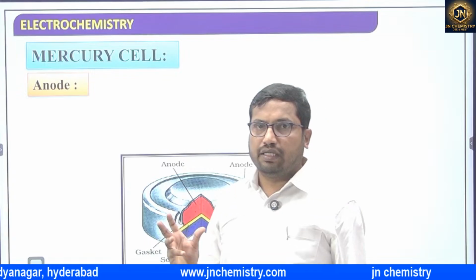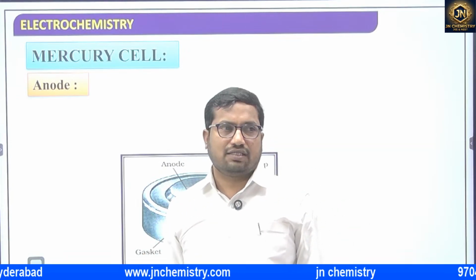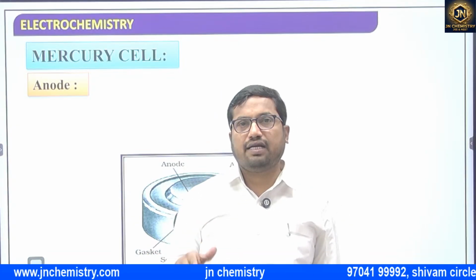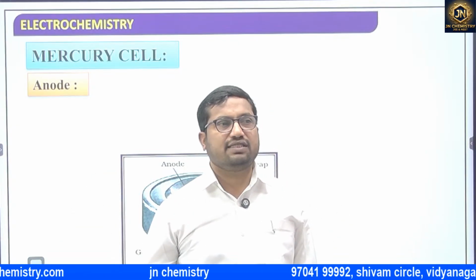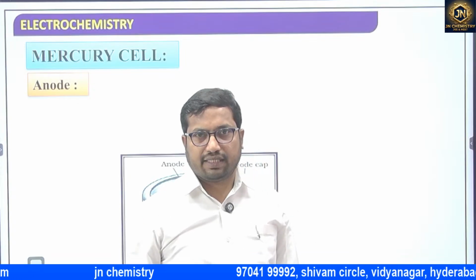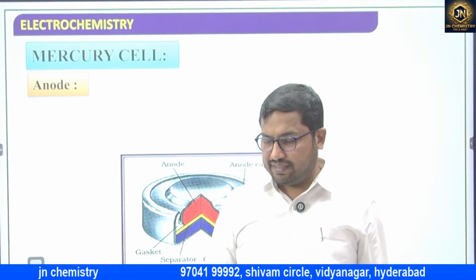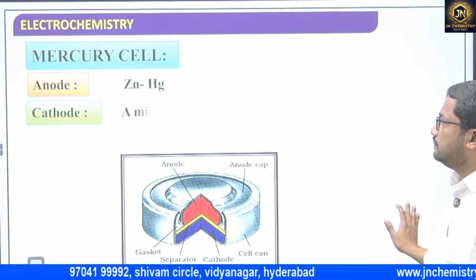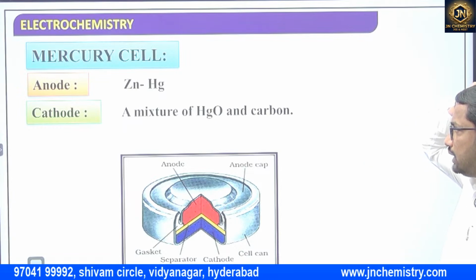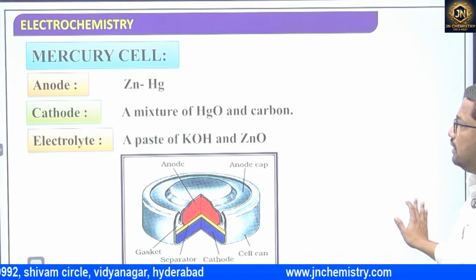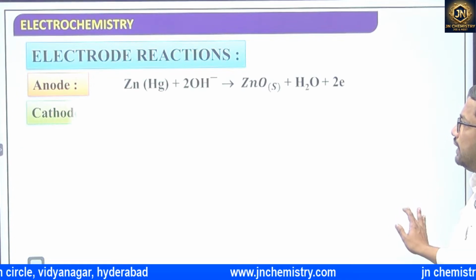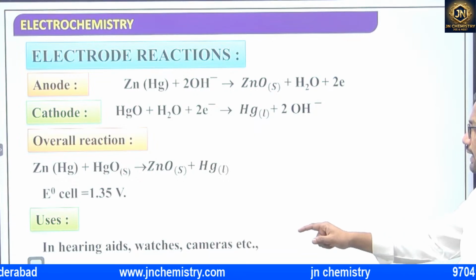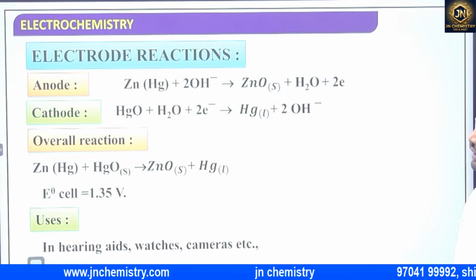For example, all cars are the same, all engines are the same, right? One engine is there, how the engine works, but a lorry is different, a car is different, a scooter is different, everything is different, right? But the mechanism would be the same. Engine is engine in all the cases, like that. So here is the anode, zinc, mercury. Simply, what you have to do is write the anodic reaction, cathodic reaction, overall reaction. Uses are in hearing aids, watches and cameras, right?